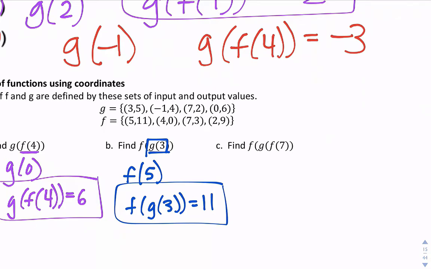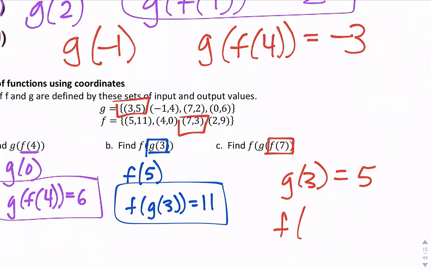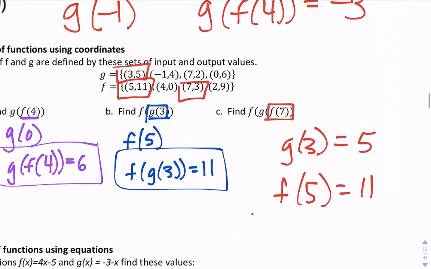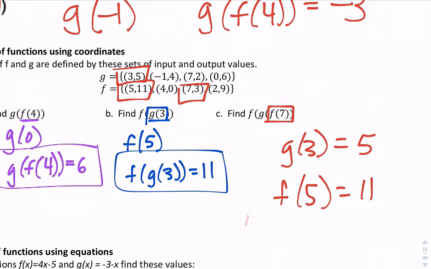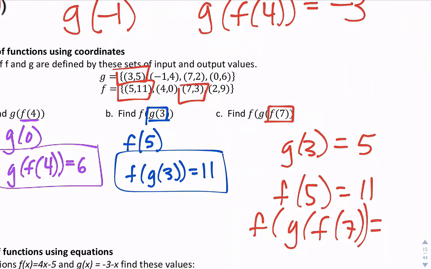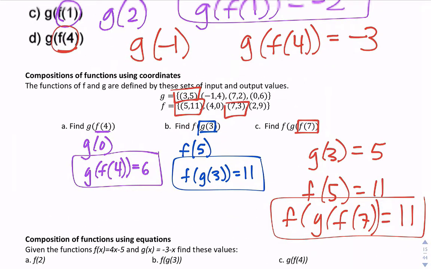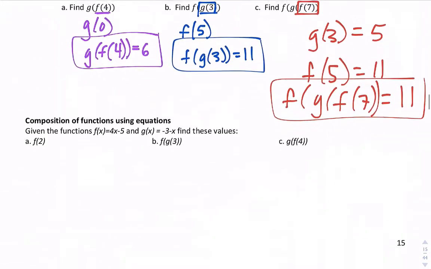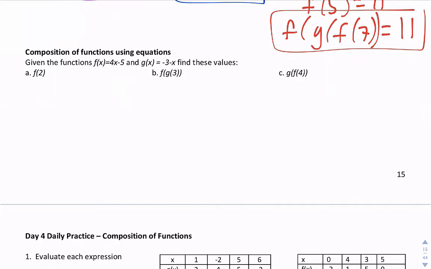One more using coordinates. All right, let's find f of g of f of 7. So we're just going to do it one extra time. So start in the inside. F of 7 is 3. So now find g of 3. G of 3 is 5. So now we go back to the f function, find f of 5, which is 11. So we say f of g of f of 7 equals, did I do enough parentheses? Yep, 11.